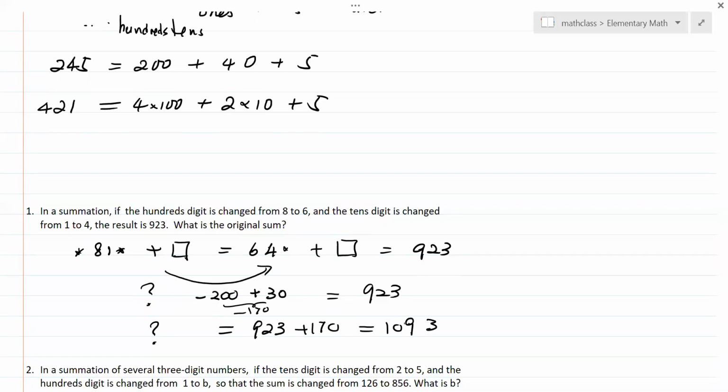Oh, I made a mistake on this number. Actually you cannot guess it. The tens digit is not 8. Let me modify this, because this is another problem to correct. The original number has no 8 there.